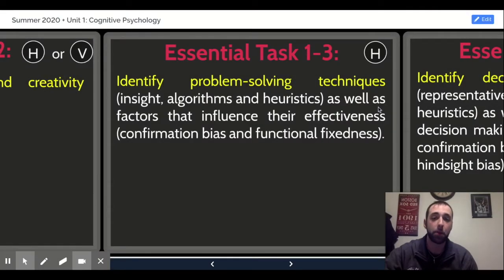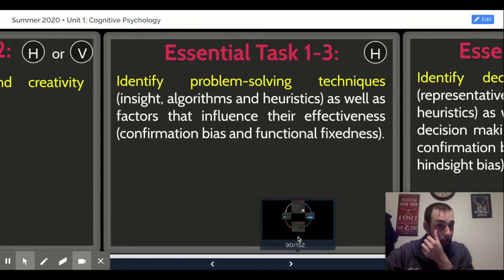In Essential Task 1.3, we are going to be talking about the second unique topic that falls under the umbrella of cognition. In Essential Task 1.2, we talked about creativity, which was broken down into convergent and divergent thinking. In Essential Task 1.3, we are going to be talking about problem-solving techniques, and in addition to that, some of the factors that can influence whether or not the problem-solving techniques that are exhibited are effective in the first place.